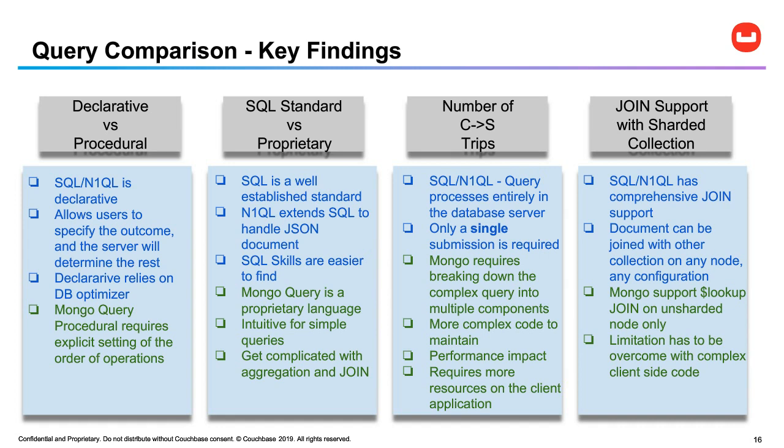Standard versus proprietary. SQL is a well-established standard, and NoSQL extends SQL to handle JSON documents. In general, SQL skill is easier to find. A lot of the feedback we get from people coming to Couchbase is that when they start writing NoSQL, they realize how similar it is and how easy it is to manipulate JSON documents with their background of SQL.